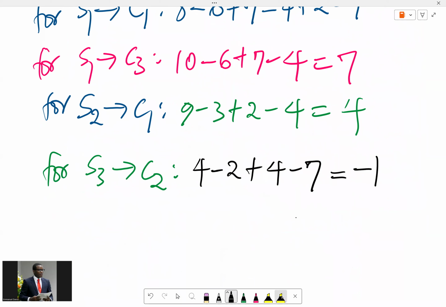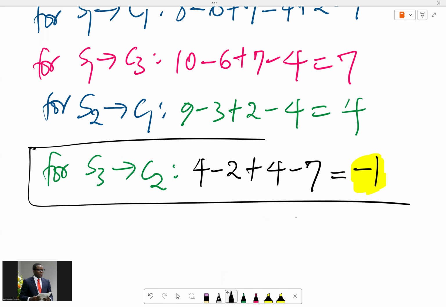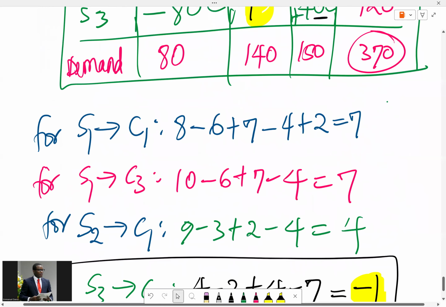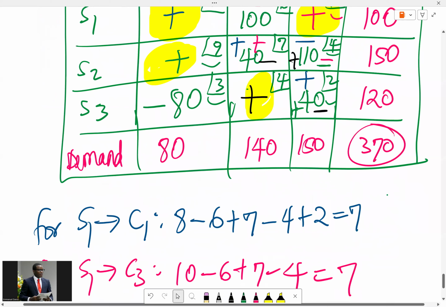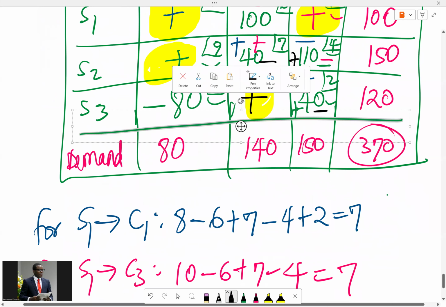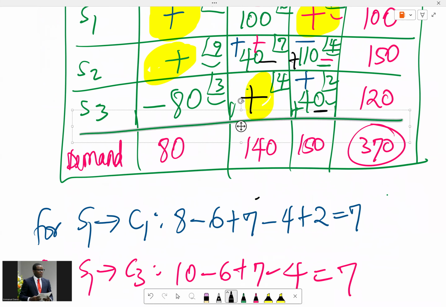So again, we have something to improve on. And that improvement has to happen in cell 3, 2. So you see cell 3, 2 is here. So this is where our improvement has to happen, cell 3, 2.